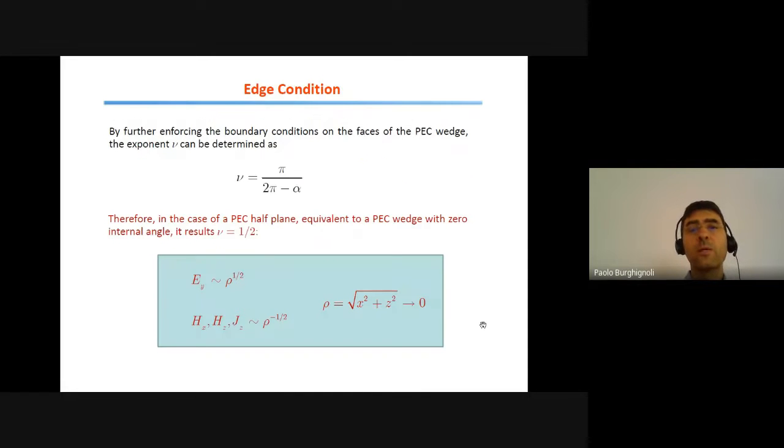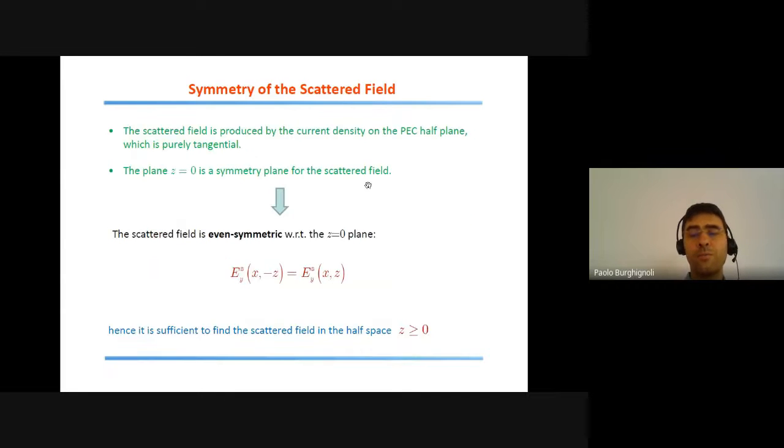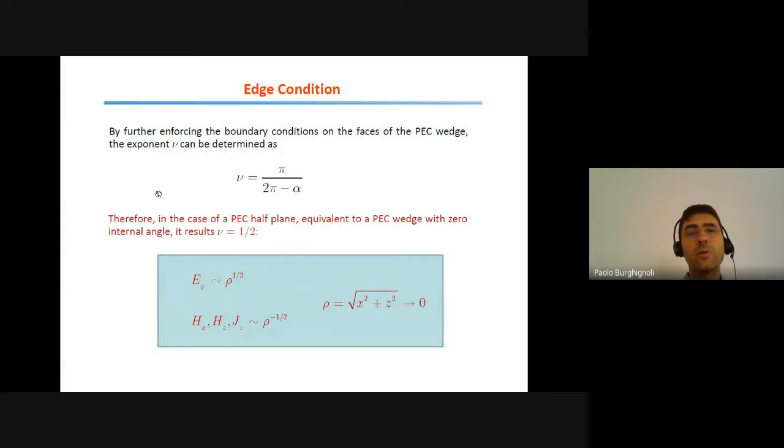For the problem we are considering here, that of a perfectly conducting wedge, by enforcing the boundary conditions on the two sides of the wedge, it is also possible to find explicitly the value of this exponent nu, which is known as the singularity exponent. In particular, this exponent is given by the formula here above, pi divided by 2 pi minus alpha. So that for the Sommerfeld problem, in which we have a half plane with a 0 internal angle, alpha is equal to 0, and therefore the singularity exponent is equal to 1/2.